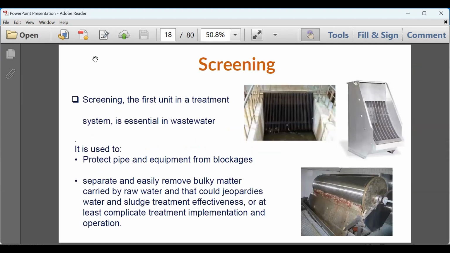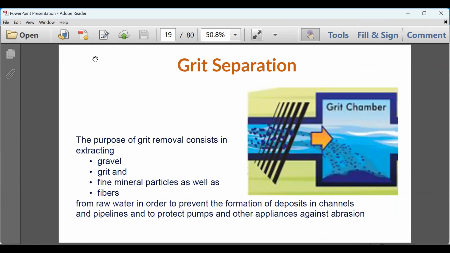First one is screening. It is the essential first unit of wastewater treatment. It prevents coarse and inorganic materials from entering, which can block the pipelines. Sachet packets, sanitary pads, foam, condoms, and toothbrushes are examples. Then second, grit separation. Grit removal is used to prevent gravel, grit, fine sand, as well as fiber, etc., from entering, which can be deposited in pipelines.